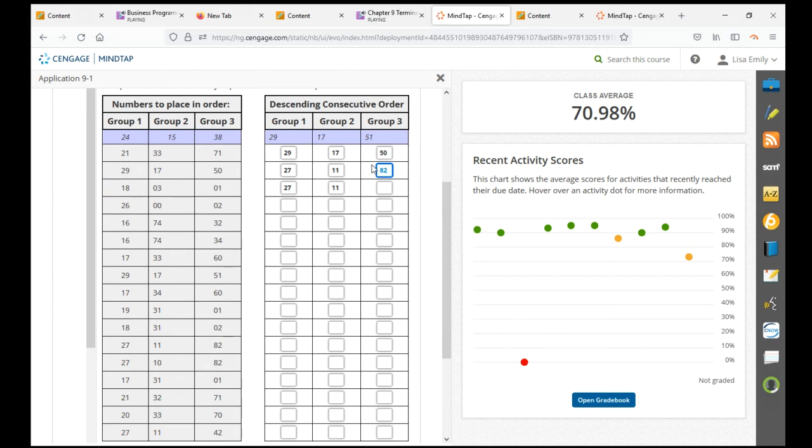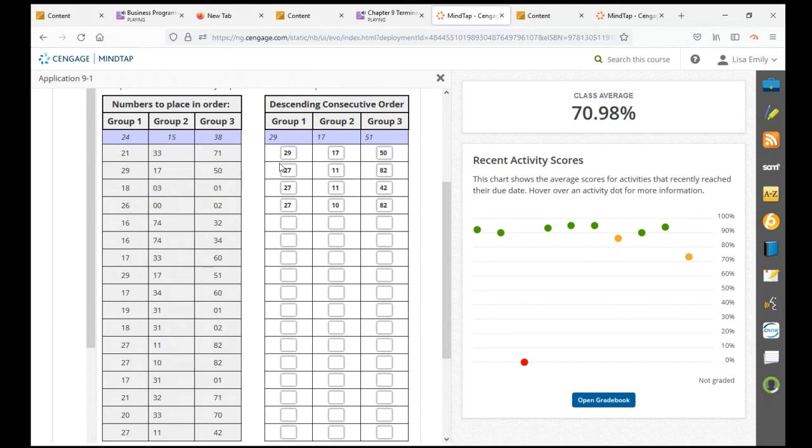So 82 is going to come first. 42 is going to come second. We've got another 27, 11. No, I lied. We got a 27, 10. So that'll be the next one. 82. Okay.